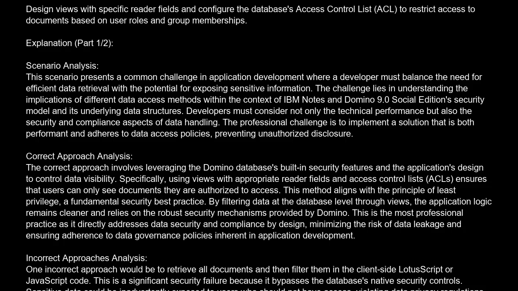The correct answer is B. Design views with specific reader fields and configure the database's access control list, ACL, to restrict access to documents based on user roles and group memberships.